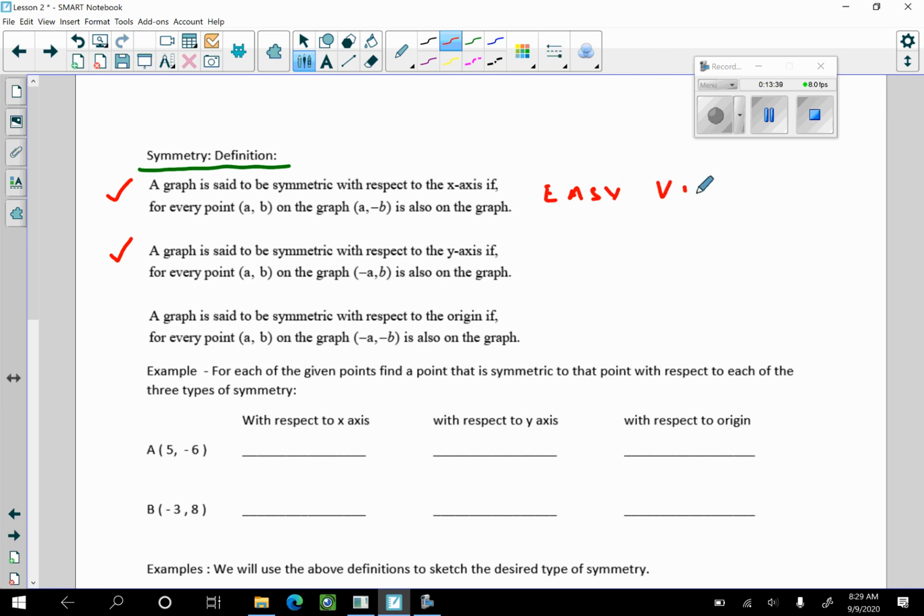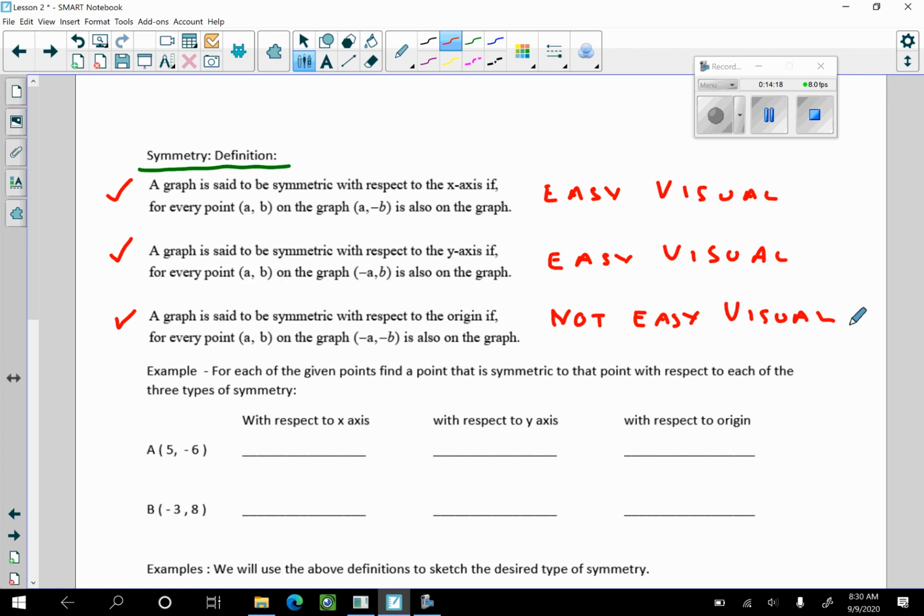Easy visual, as you'll see in a little bit. This is an easy visual. This, however, a graph is said to be symmetric with respect to the origin if for every point A, B on the graph, negative A, negative B is also on the graph. This is not an easy visual. It's not easy for everyone to visualize this. And we will give a visual example of all of these in a bit.